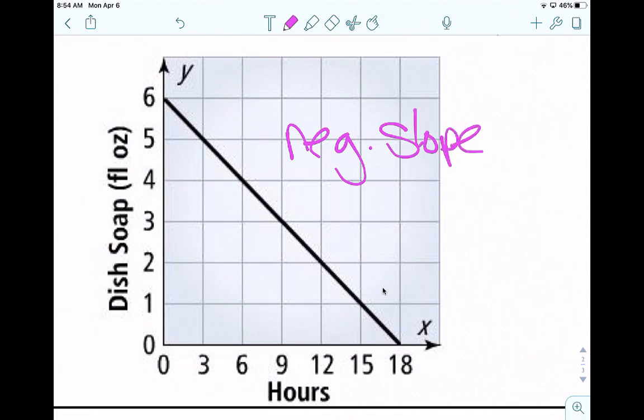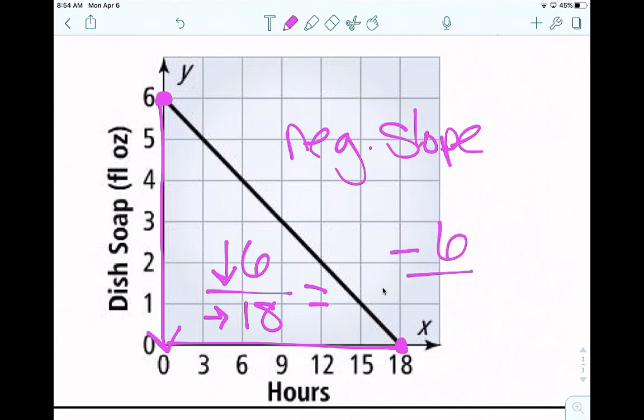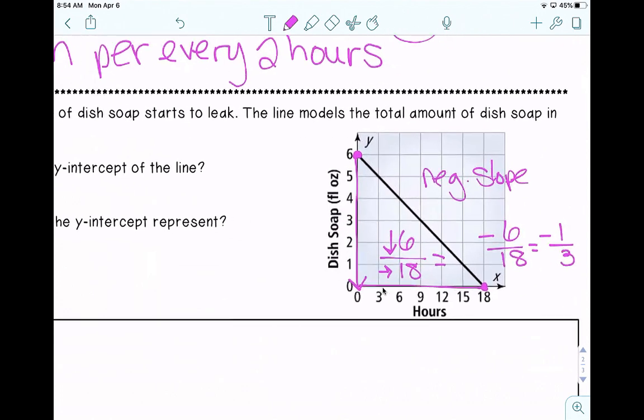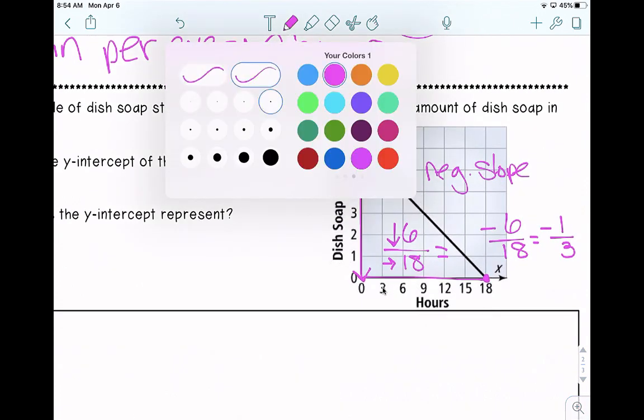Now, I want us to find the slope as just a refresher. I know it's not a question on here. But if I start at this point and go to the very last point, I am going down. So I go down 6, and I'm running all the way over to 18. Because I'm going down, it's a negative. And negative 6 over 18 reduces to negative 1 over 3. So that would be my slope. Just a refresher.